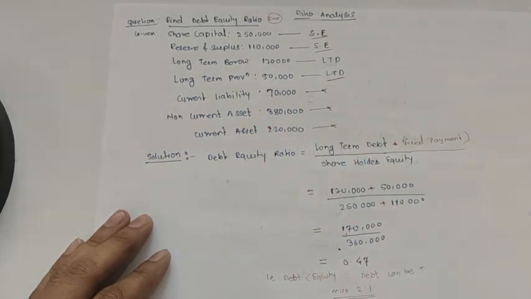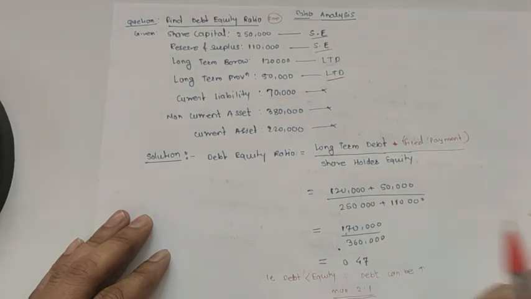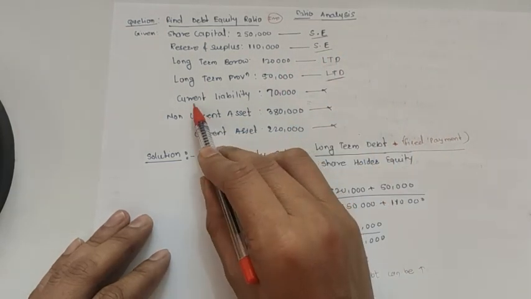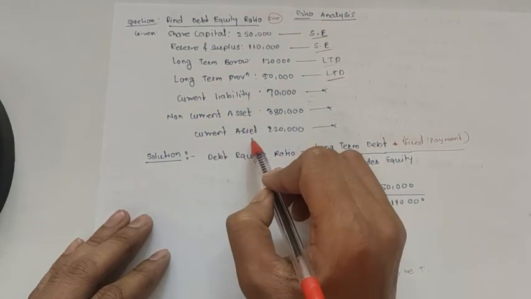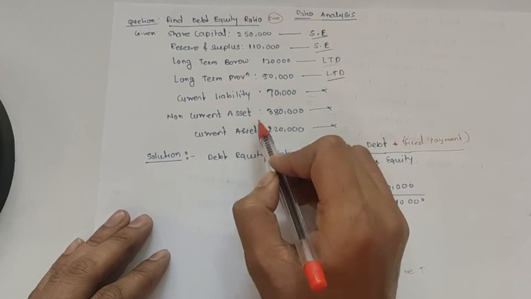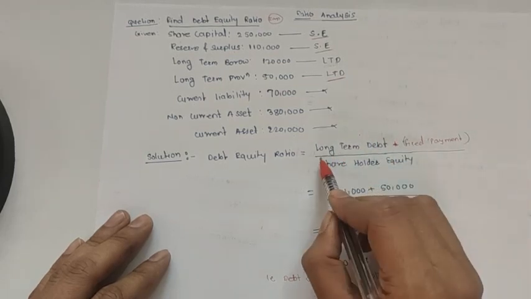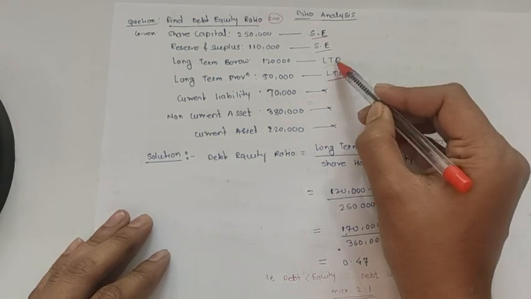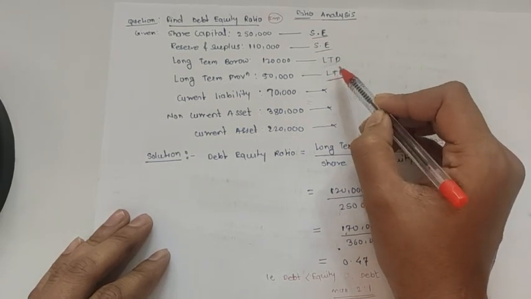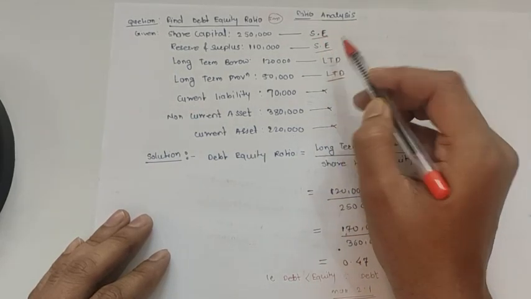Next, you have to remember, friends, while finding out the long term debt and shareholder equity for the debt equity ratio, we have to ignore the current liability, non-current assets and current assets. Why? Because while calculating the debt equity ratio, we only need long term debt and shareholder equity. So we come to know that there are two values for long term debt and two values for shareholder equity. So the next step is very simple.